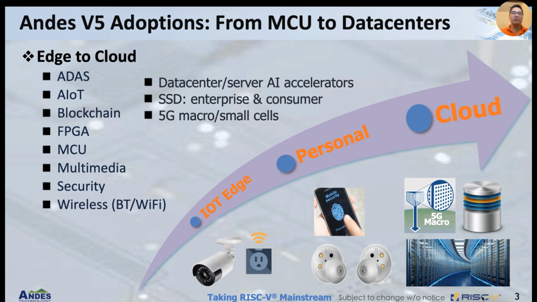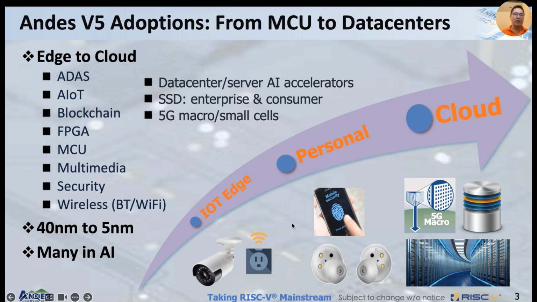With our continuous efforts, we have seen really good traction and adoption of our V5 RISC-V cores with our customers, with their designs targeting MCU all the way to data centers. Their SoCs are targeting from edge to the cloud. This includes ADAS, AIoT, blockchain, FPGA, MCU, multimedia, security, and wireless. In recent years, we have a lot of design wins for data center and server AI accelerators. For SSD enterprise and consumer-grade controllers, we also have a lot of licenses. And we have customers taking our core to design for 5G macro and small cells.